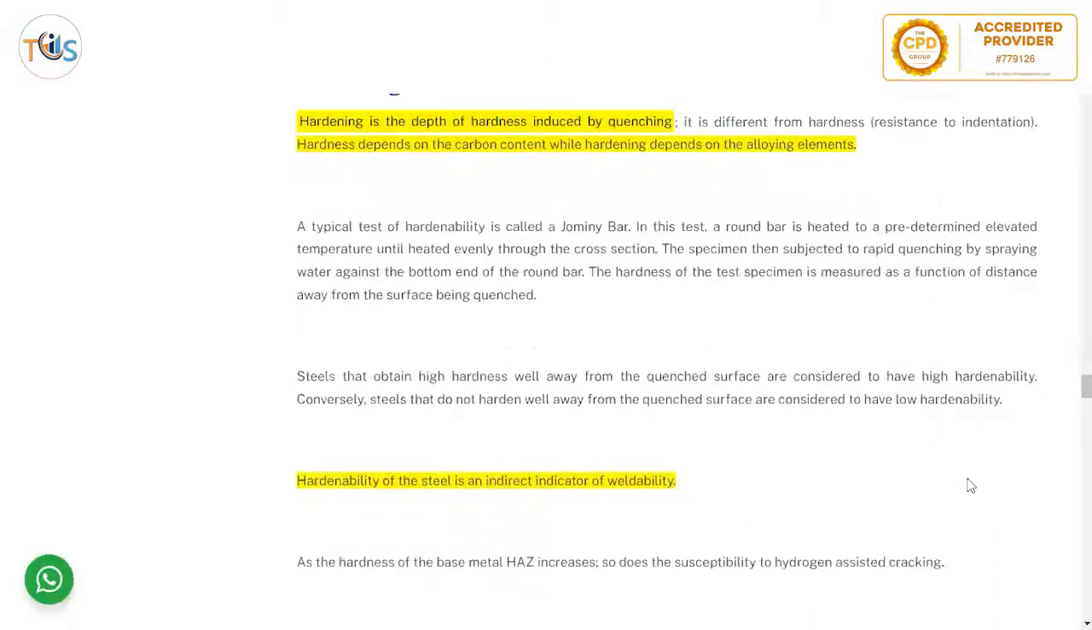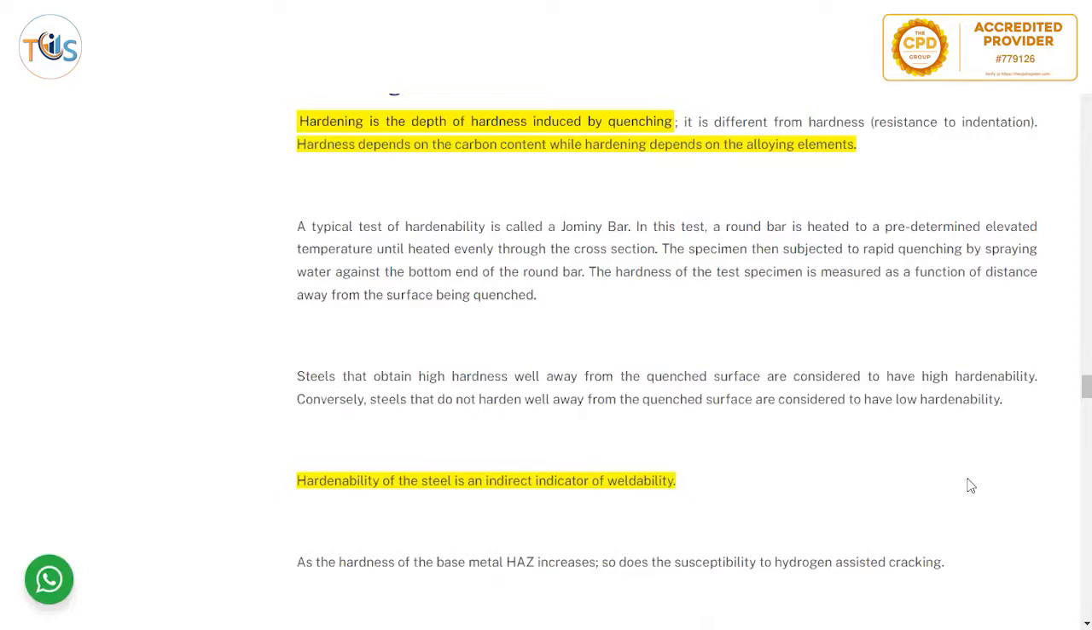Hardenability is the depth of hardness induced by quenching. It is different from hardness, the resistance to indentation. Hardness depends on the carbon content, while hardenability depends on the alloying elements. A typical test of hardenability is called the Jominy bar.